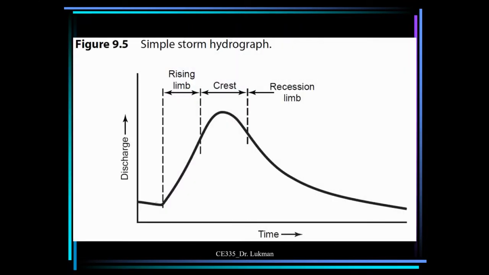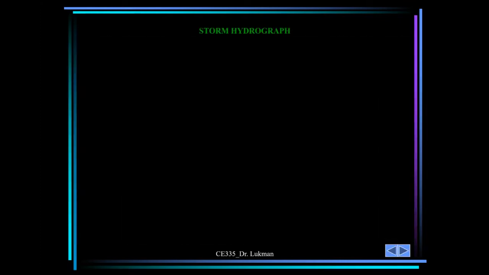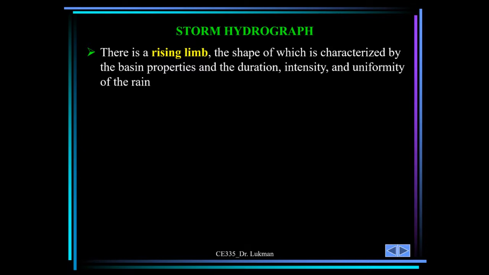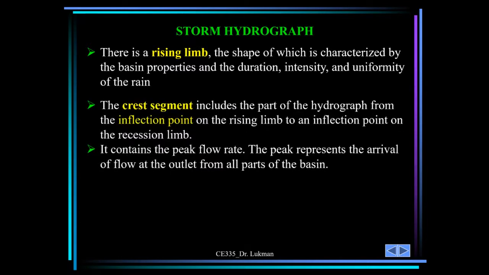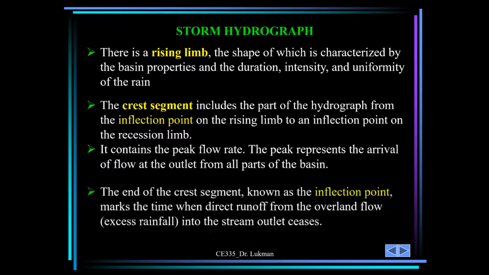So what are we saying? You have the rising limb. The discharge will increase and then reach a maximum, then decrease and then stop, or remain constant at some minimum point. The end of the crest segment is known as the inflection point. I explained the inflection point. So we have the rising limb, the crest segment, and the inflection point.